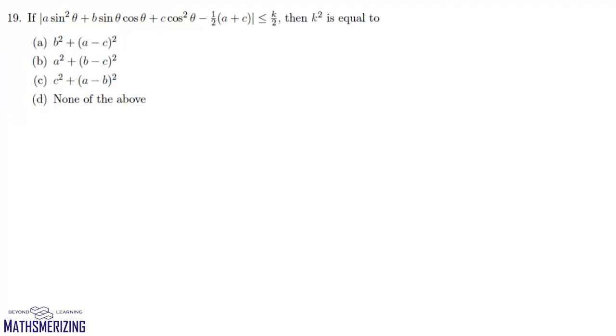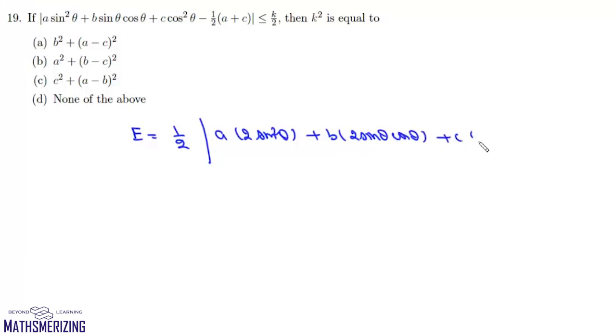Now question number 19 is, if mod of a sin square theta plus b sin theta cos theta plus c cos square theta minus 1 by 2 (a plus c) is less than or equal to k by 2, we need to find the value of k square. Now let this expression be E, and what we'll do is multiply and divide everything by 2. So we can write 1 by 2, and then it is a (2 sin square theta) plus b (2 sin theta cos theta) plus c (2 cos square theta), and then minus (a plus c).